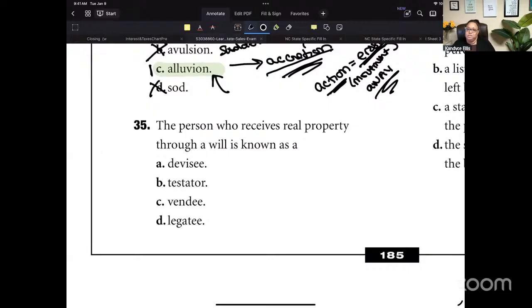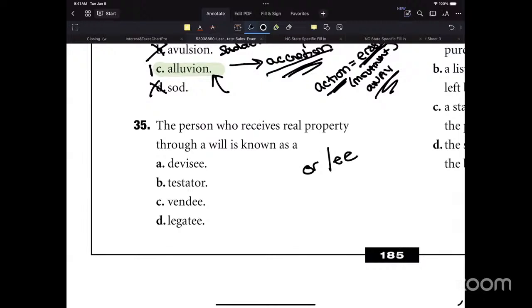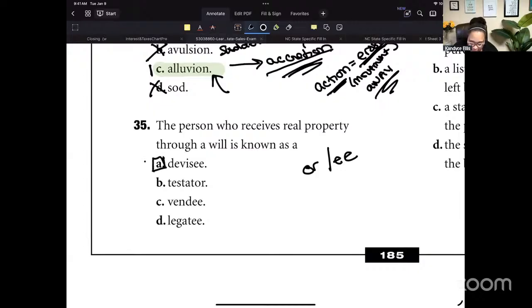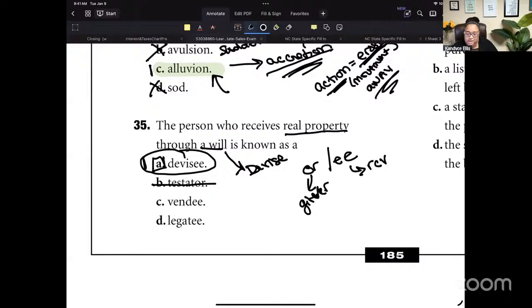Now, before we even read the answers, we know we got the OR versus the EE rule. I think it's A. You think it's devisee. Okay, we got one person for devisee. We know the OR is the giver, and the EE is the receiver. So receiving, if it ends in an OR, that's not the answer. And real property through a will is a devise, which makes our answer devisee. A vendee would be the opposite of a vendor, somebody selling, and this is the buyer.